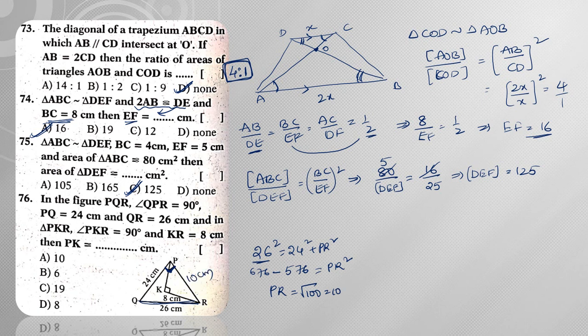Now again, if you observe triangle PKR, what can you observe? PR is equal to 10 centimeters, which is the hypotenuse. So PK squared plus 8 squared is equal to 10 squared. Now 10 squared is 100. So PK squared is equal to 100 minus 64, which is nothing but 36. So PK is equal to 6 centimeters. Hence the answer is 6 centimeters.